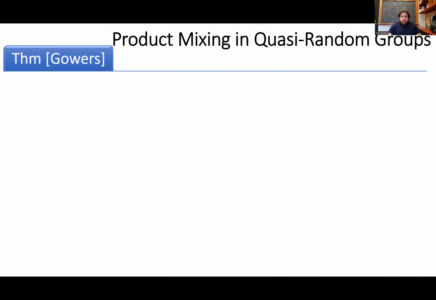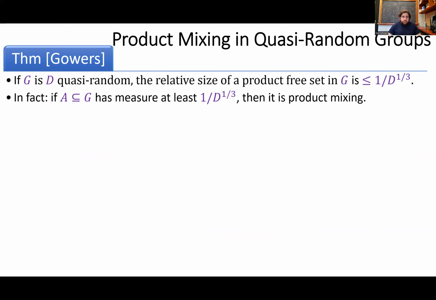This parameter became important in the context of product freeness since the work of Gowers, who showed the following result. He showed that if you have a group G that has a large quasi-randomness parameter, then any product free set in it must be small. More quantitatively, the relative size of any product free set in G is at most 1 over d to the third, where d is the quasi-randomness parameter. In fact, Gowers proved something even stronger, that such sets are product mixing, but for this talk it suffices to say that he proved a bound on the product free sets.